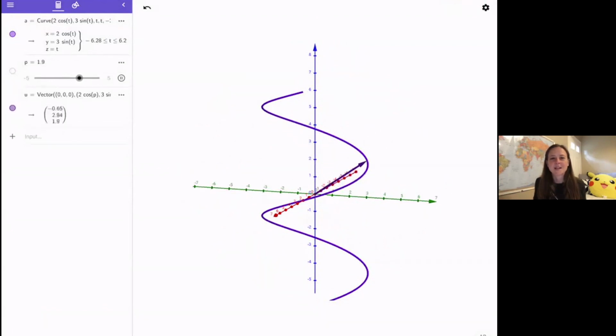All right, so that's it for today for the graphs of vector valued functions, and we'll talk about taking derivatives of vector valued functions when we're in class together.